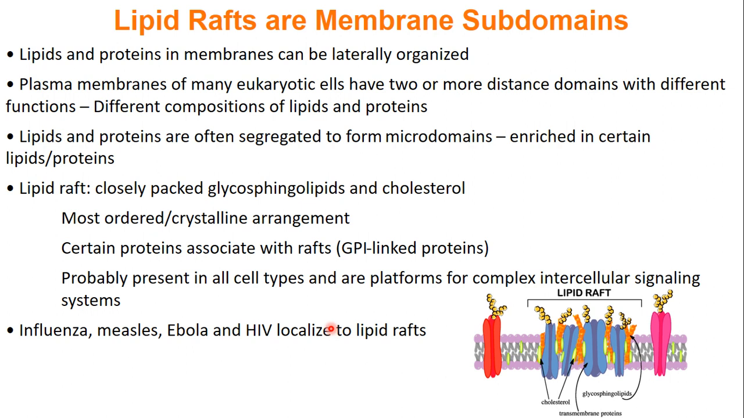Now, these types of lipid rafts are probably in all cell types, and they are probably for complex intracellular signaling. And interestingly enough, influenza, measles, Ebola, and HIV all localize to lipid rafts as one way to get into your cell. They will bind to these lipid rafts.